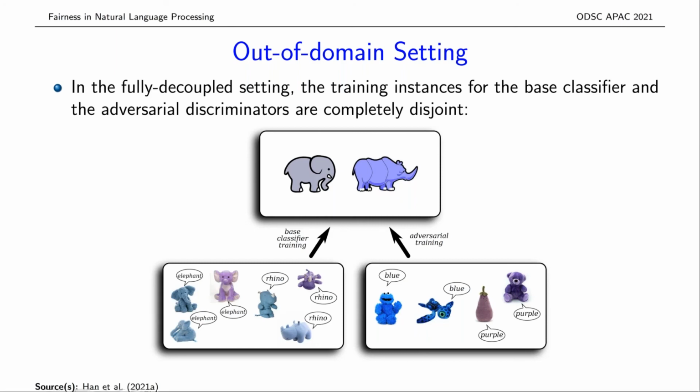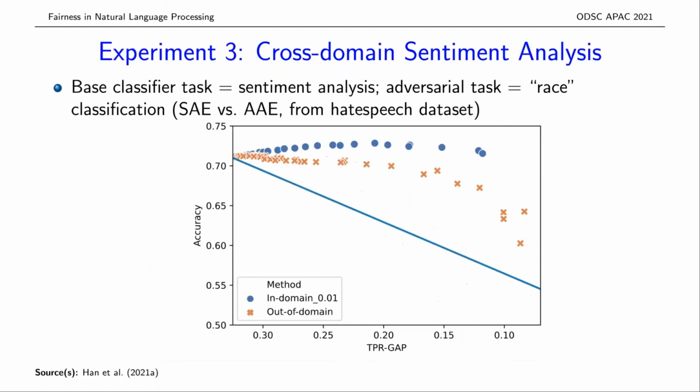So we're mashing these two labeled sets together, using the elephants and the rhinos to train our base classifier for our target variable versus our adversarial discriminators in terms of our protected attribute. And there's no reason we can't do this. So the question is, empirically, how well does this work?